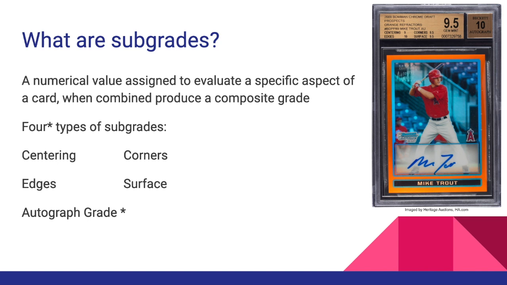Now, there might be something else that you could argue. You could make a case for it. But in general, any issue that you would think of with a card is going to fall into one of these 4 categories. And you can see down at the bottom I have the asterisk next to the autograph grade, which is kind of a separate thing. We will talk about that in a minute. But the 4 major types of subgrades you have: centering, corners, edges, and surface.